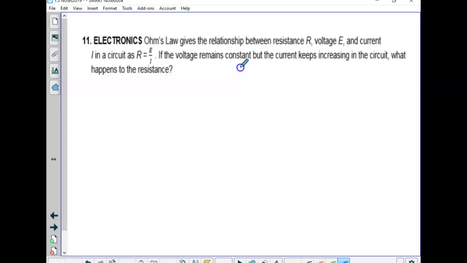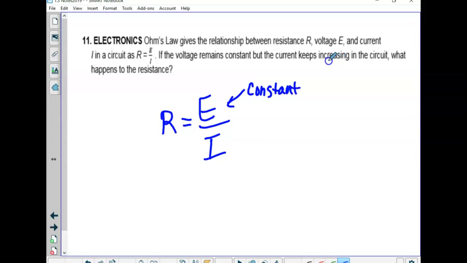All right, I'm going to talk about 11 real quick. Ohm's law gives the relationship between resistance, voltage, and current as the resistance is equal to the voltage divided by the current. If the voltage were to remain constant, but the current keeps increasing, if we were to increase this infinitely, what would happen to the resistance?